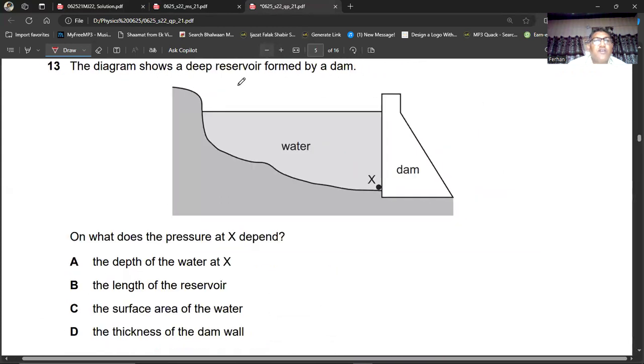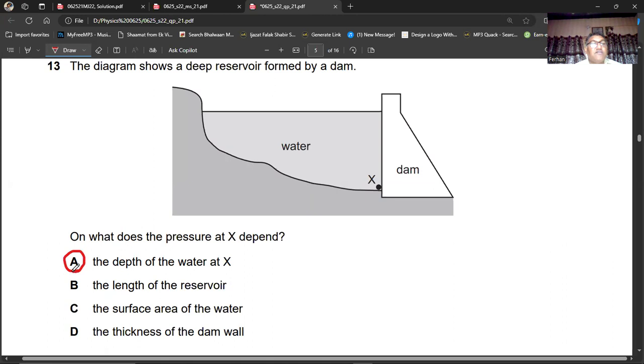So question number 13. The diagram shows a deep reservoir formed by a dam. On what does the pressure at X depend? You know, the pressure due to the water depends upon the depth of the water above the point X, the density of the water, and the gravitational field strength. So the depth of the water at X is the right answer.